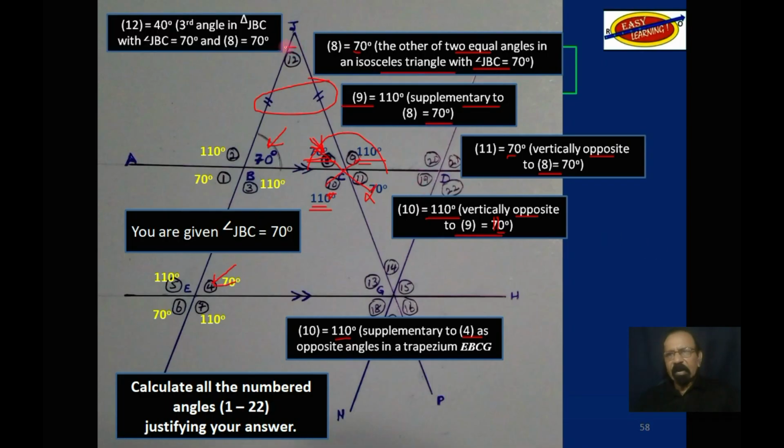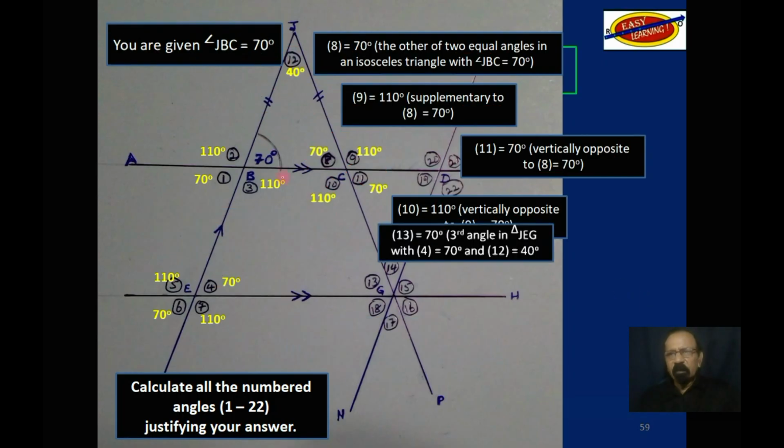And not forgetting angle 12 up here, it is 40 degrees. How do we know that? Well, we have an isosceles triangle here. We know that one is 70, that one is 70. Add them and subtract from 180, and that one becomes 40. So now we have found all of those indicated in yellow. So now let's deal with 13.